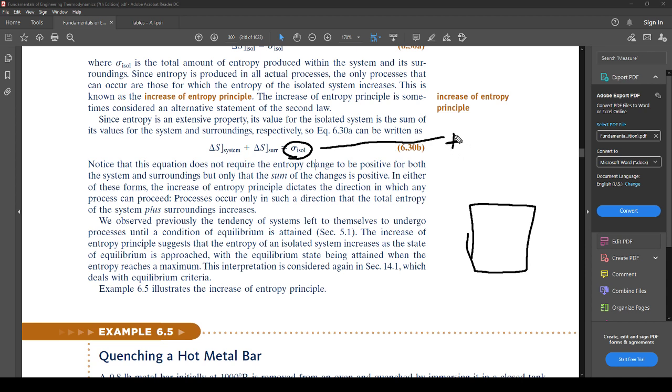So because that sigma must always be positive, that means this right here has to be as well. Because essentially, the sum of delta S of the system plus delta S of the surroundings has to be equal to the entropy produced, right? And if this entropy produced must always be positive, that means this has to be positive as well. Does that make sense? Yeah, this quantity has to be positive.